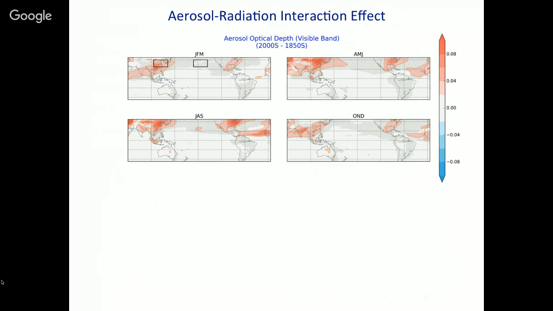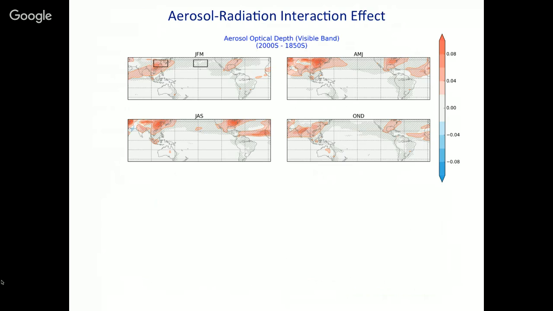Aerosol optical depth is essentially a measure of how aerosols are interacting with radiation. On average, the negative of this number is proportional to the transmittivity of the atmospheric column. So if there is a positive AOD change, that means it's blocking some of the shortwave energy, or in this case, it's just a visible band.